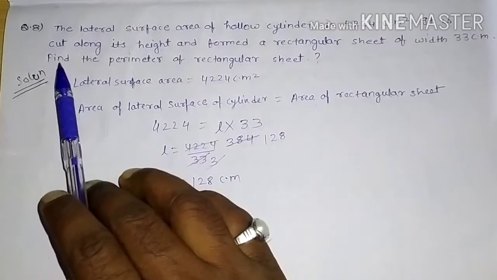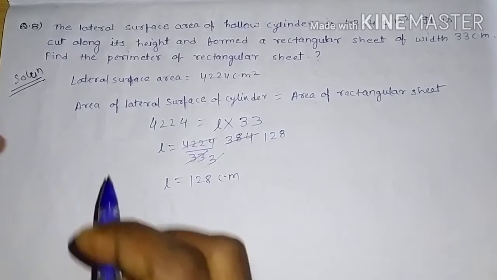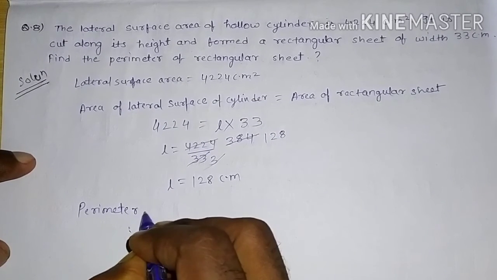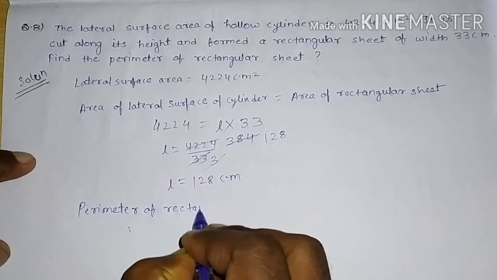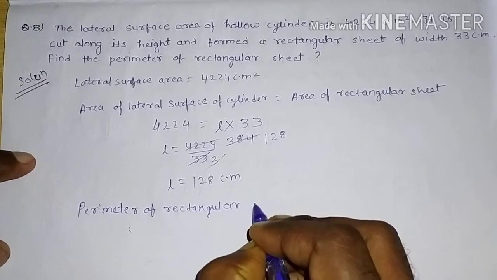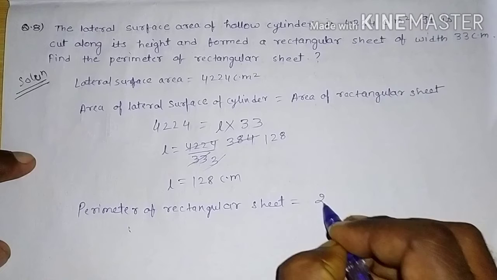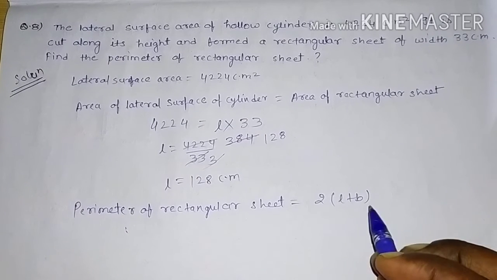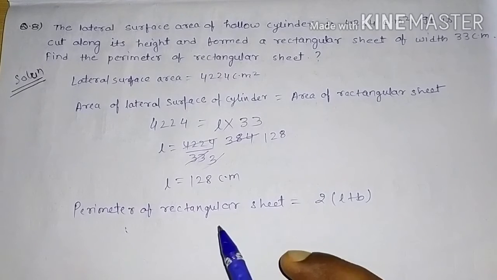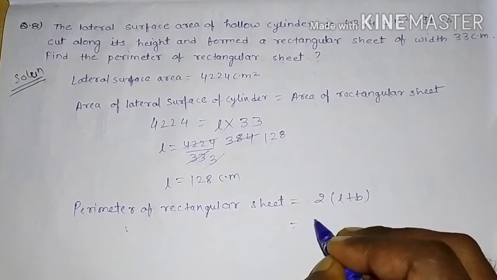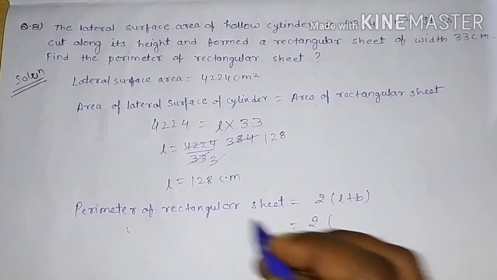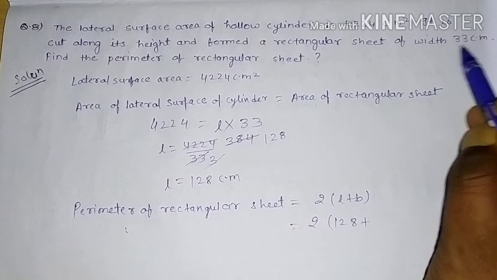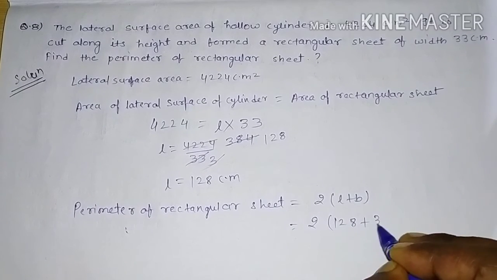And the next part: find the perimeter of the rectangular sheet. So we also know the formula of the perimeter of a rectangular sheet equals twice of L plus B, twice of (L plus B). This is the perimeter of the rectangular sheet. Now just put the values, that is 2 into L, 128 centimeter, plus B, that is breadth, given as 33 centimeter.